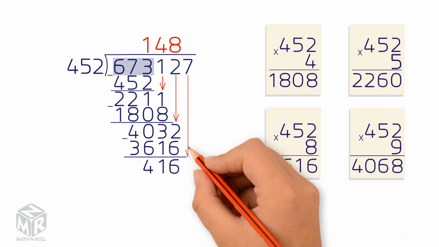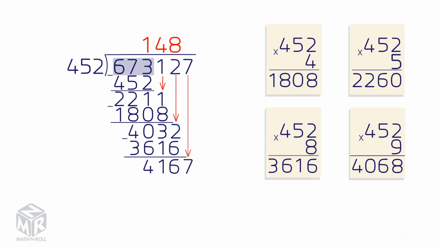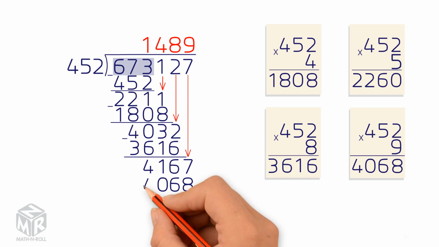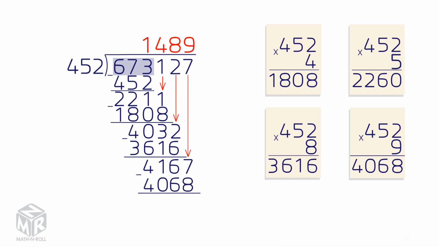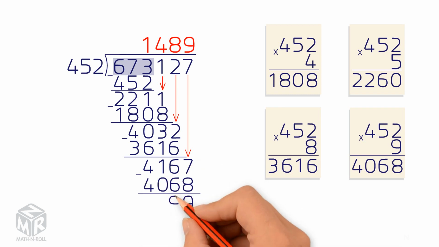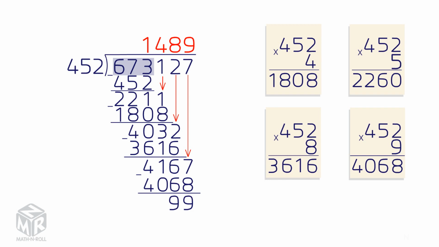Bring down the 7. Now we are left with 4,167. Using our previous estimations, we see that 452 multiplied by 9 is a perfect fit. We write the 9 directly above the 7, then we multiply 452 times 9. We write the product directly underneath 4,167 and subtract. We get 99. Because we don't have any more numbers to bring down, 99 is our remainder.